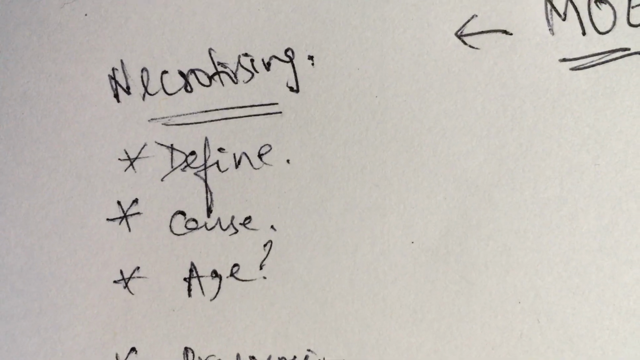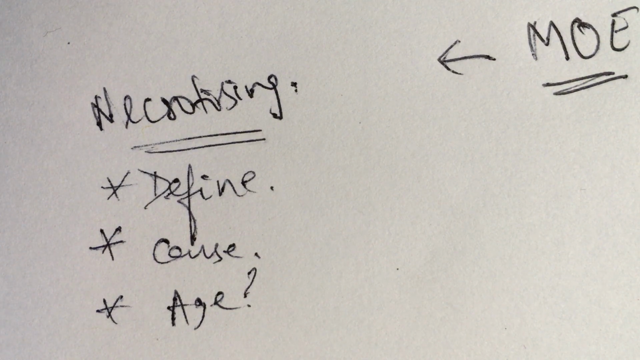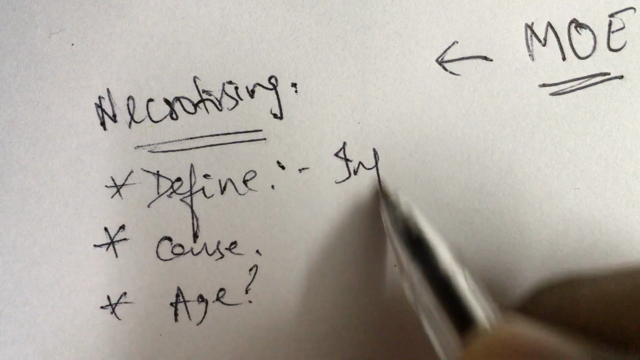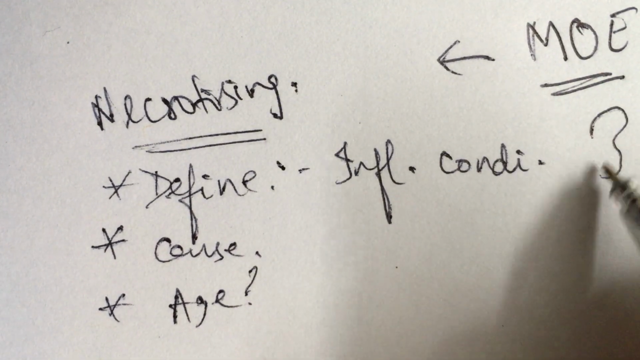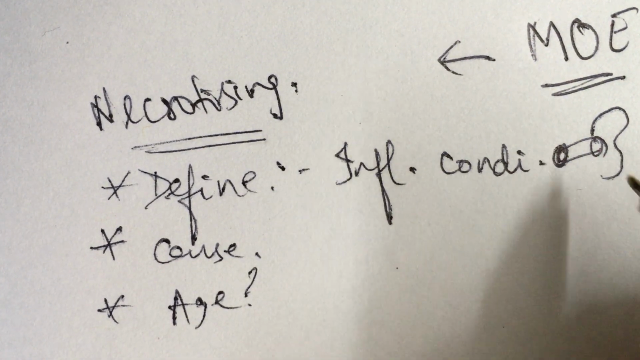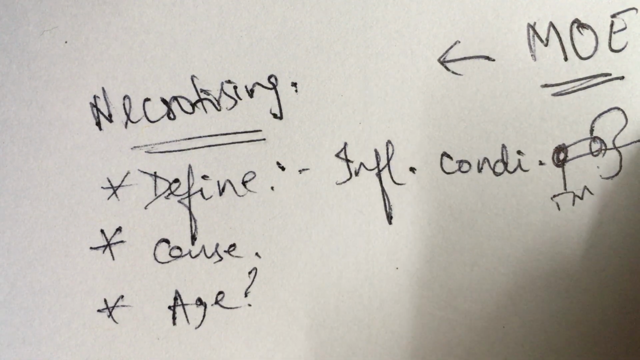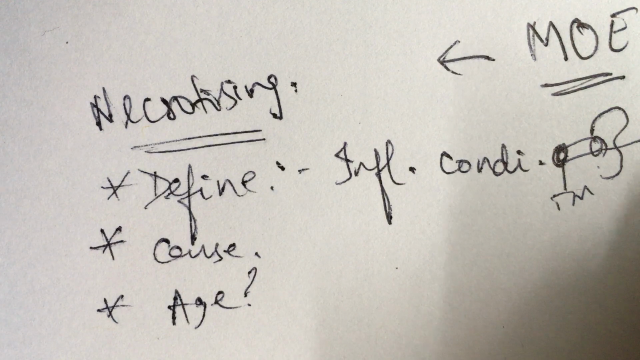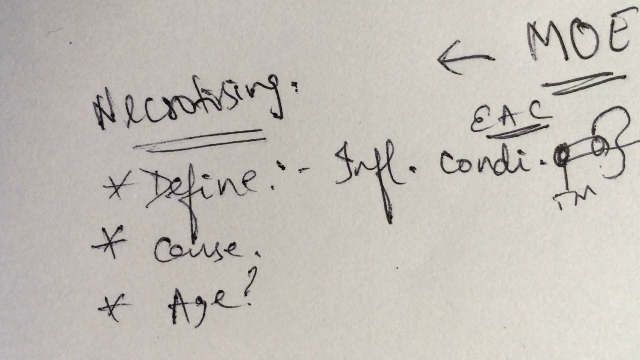So first, the topic is malignant otitis externa. Malignant otitis externa is also called necrotising otitis externa. It's defined as an inflammatory condition of the external auditory canal. So basically this canal is connecting the tympanic membrane to the external ear. So the external auditory canal, whenever it's inflamed, we are going to call it malignant otitis externa.